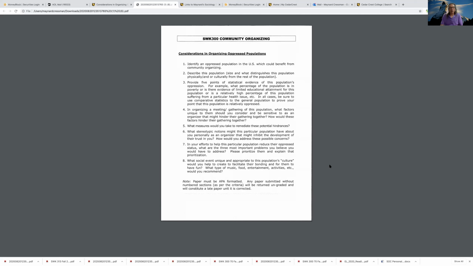Number three, and what do you get right on your paper? Yes, number three. Provide 5 points of statistical evidence of this population's oppression. In other words, you've got to prove to me they're oppressed. So, for example, you don't have to use these, I'm just giving you examples of what you could use. What percentage of the population is in poverty? Or is there evidence of limited educational attainment for this population? Or is a relatively high percentage of this population suffering from a particular health issue, and so forth?